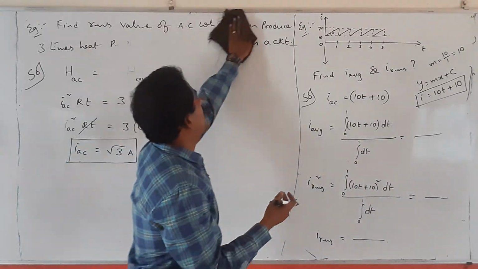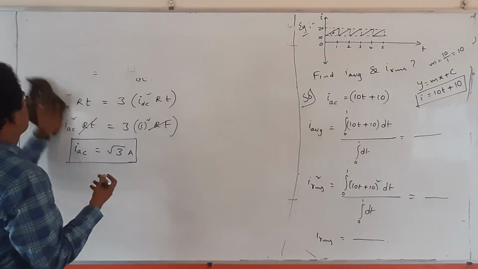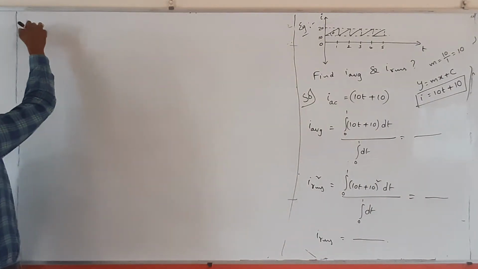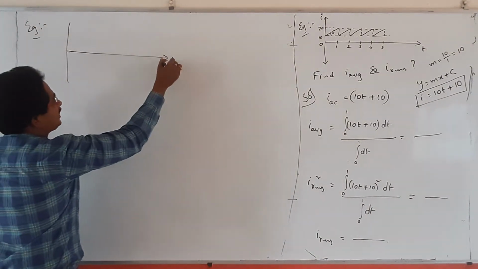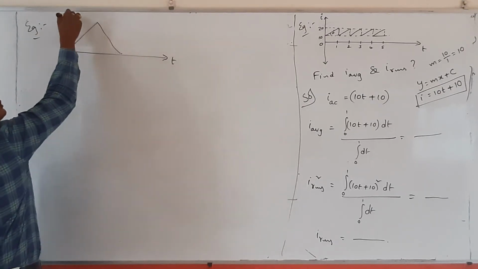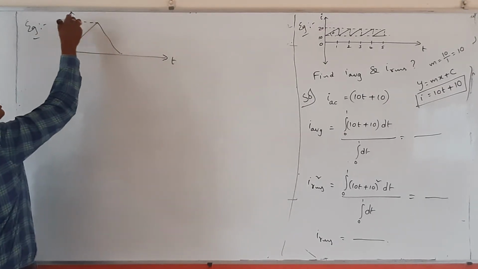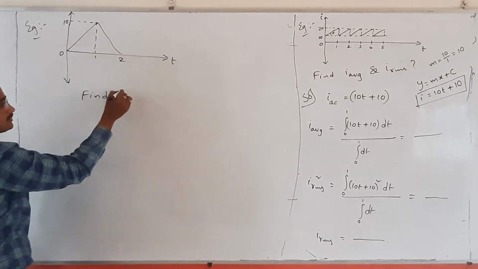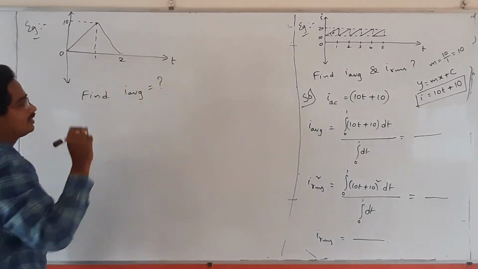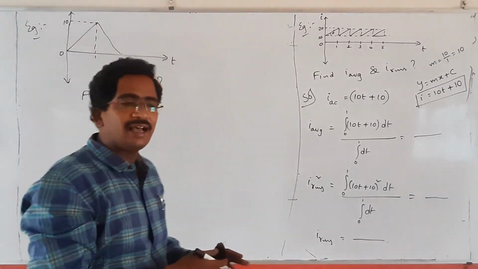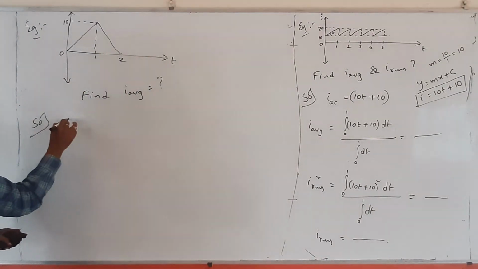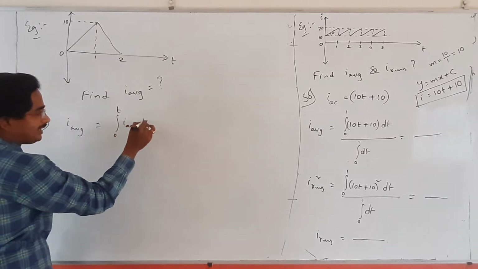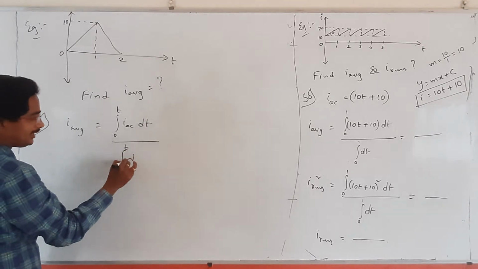Okay. Now I am going to give you one example problem. See this. It is an AC cycle. Find I average. How to get I average? The formula for I average is the integral 0 to T of I_AC dt divided by the integral 0 to T of dt.